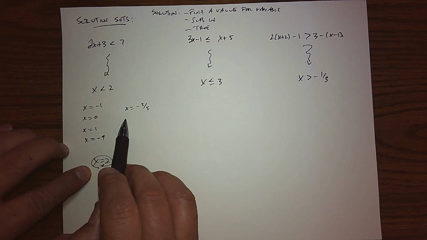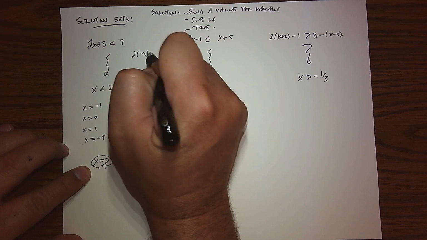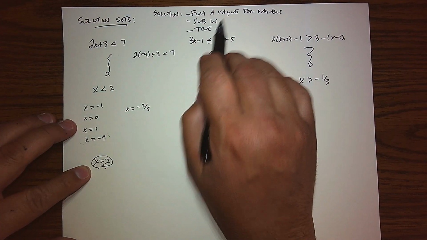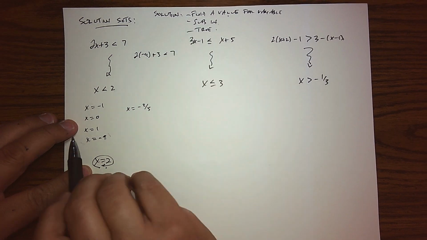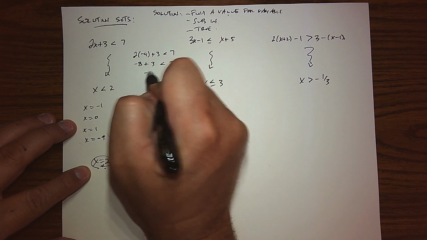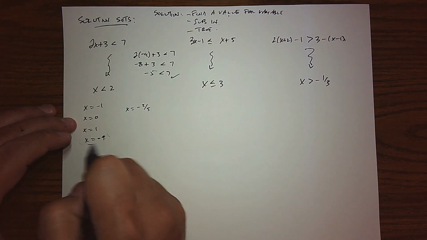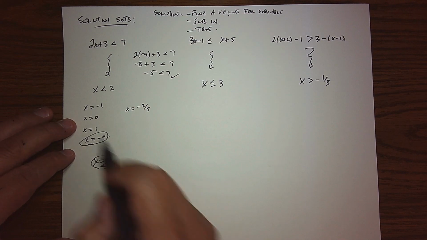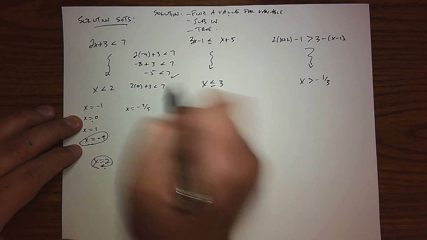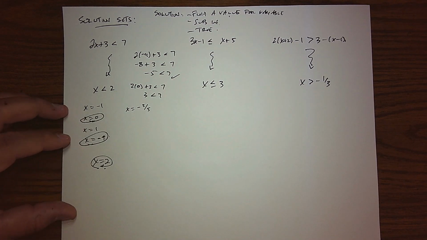So any one of these. How about I check the -4? If I plug -4 into the inequality, I found a value and I'm subbing it in, so what I should get is a true statement. So -8 plus 3 is -5, which is less than 7. That is a true statement, so that is one of my solutions. If we put 0 in there, 2 times 0 plus 3 is 3, and 3 is less than 7, so that makes it a true statement.